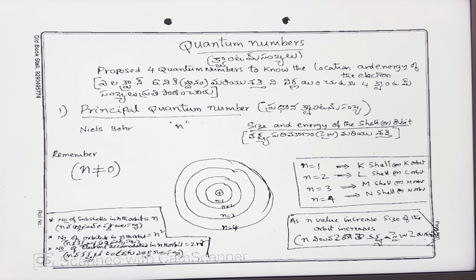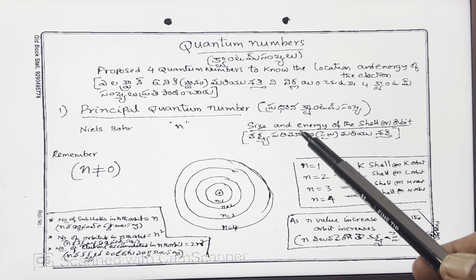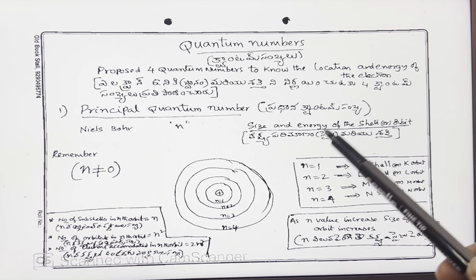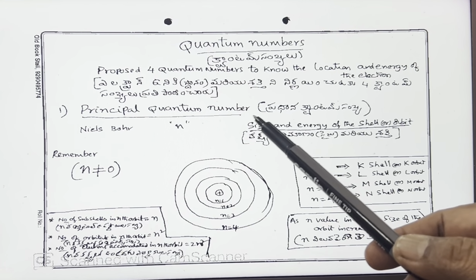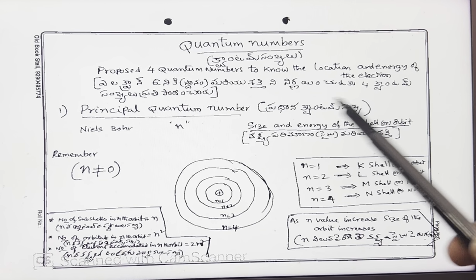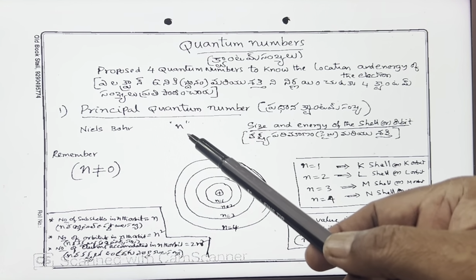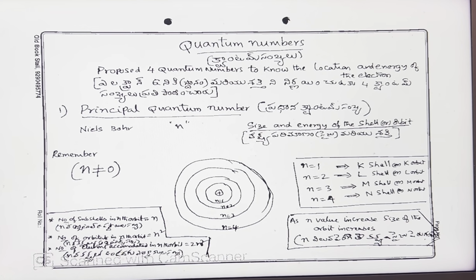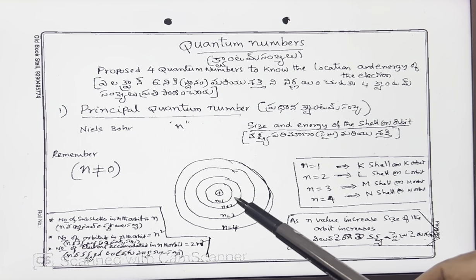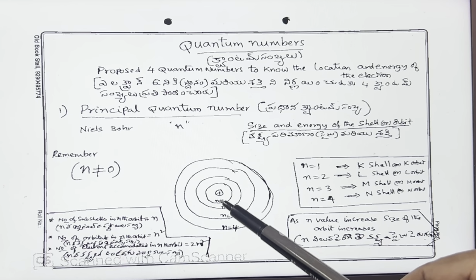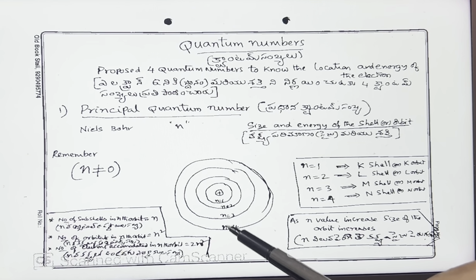What is the importance of the principal quantum number? It indicates the size of the orbit and the energy of the electron or orbit. What values does our principal quantum number n take? It should not be equal to 0. It tells the orbits around the nucleus in an atom. n equal to 1 is from the nucleus towards the external side.